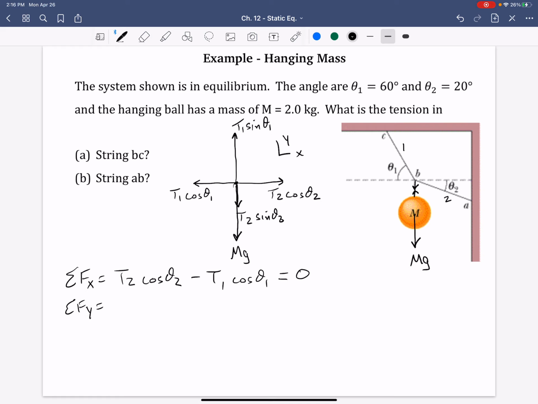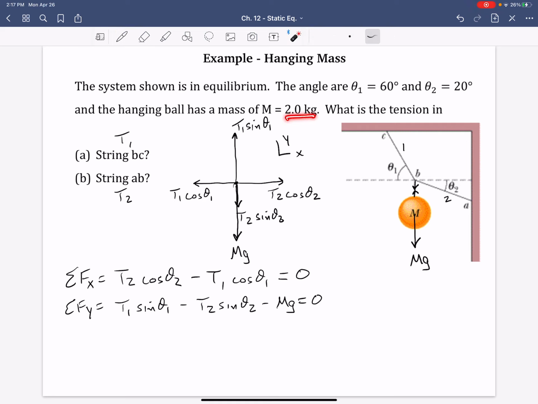The y direction, positive, we have T1 sine theta 1 minus T2 sine theta 2 minus the weight, and that's also equal to 0. All right, so now we need to find the tensions in both strings. BC actually is tension, I said that was 1, this is tension 2.